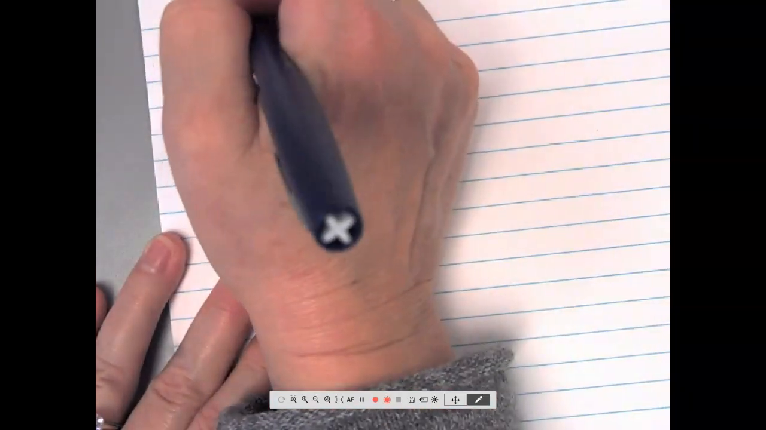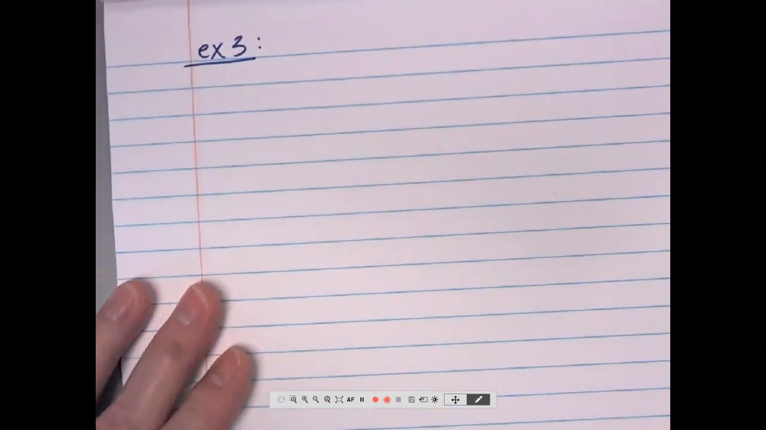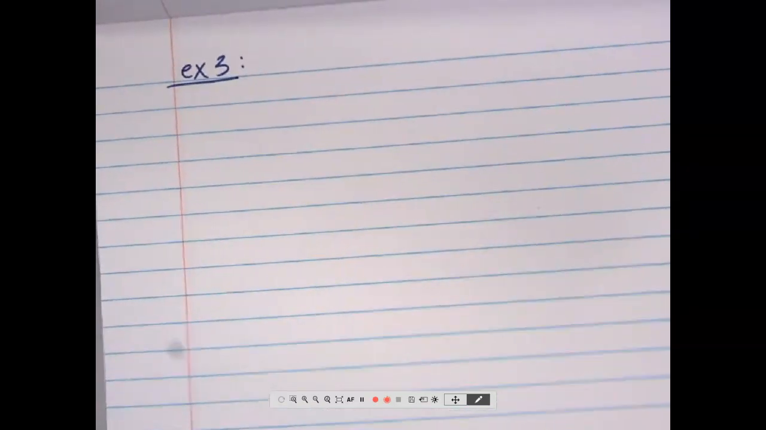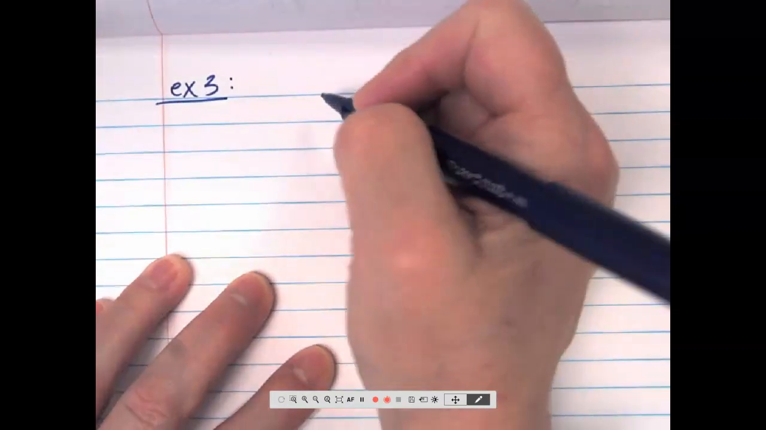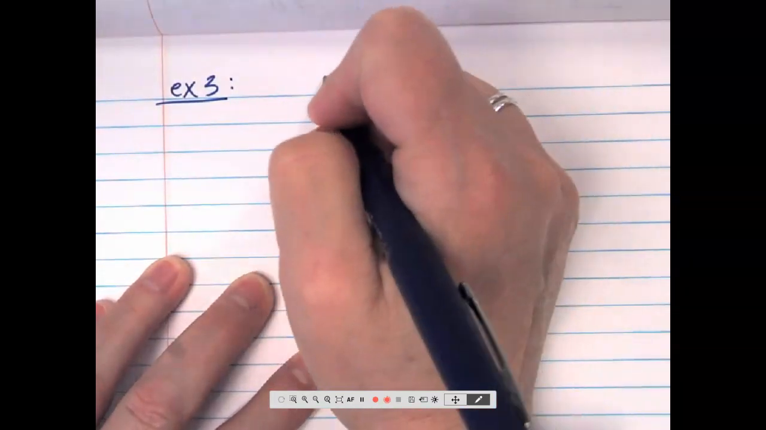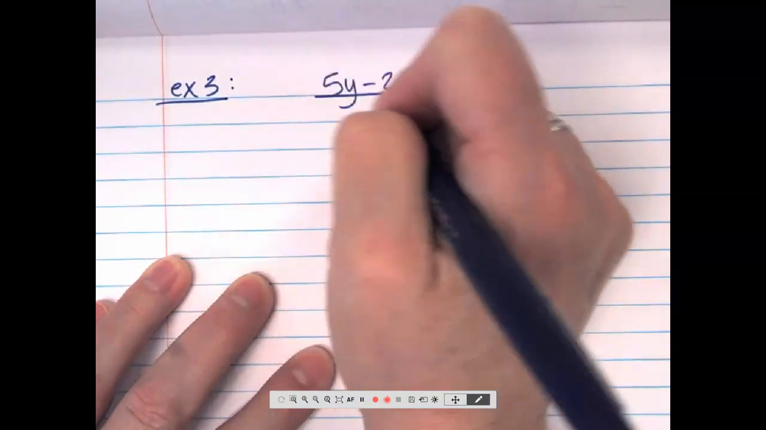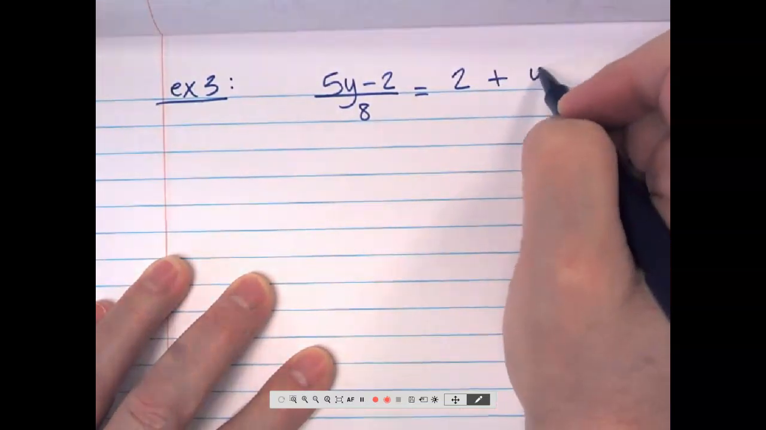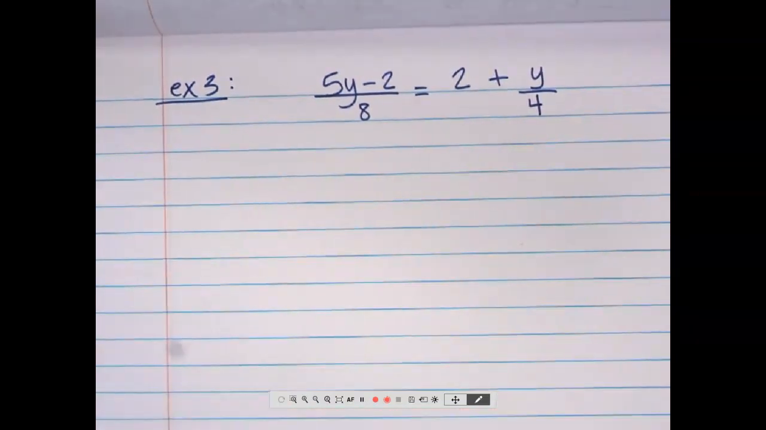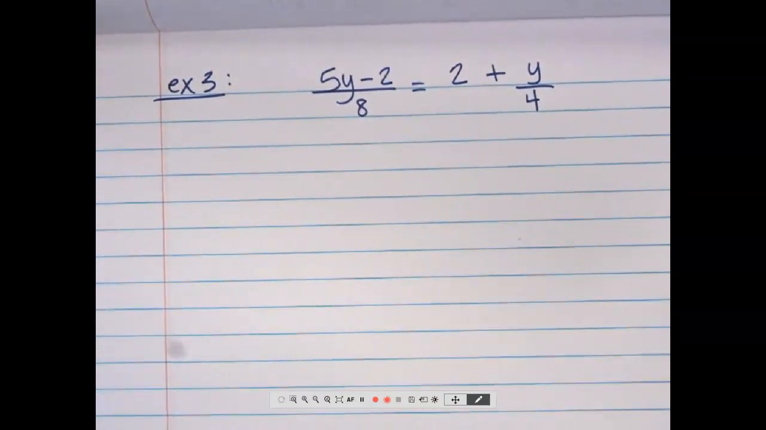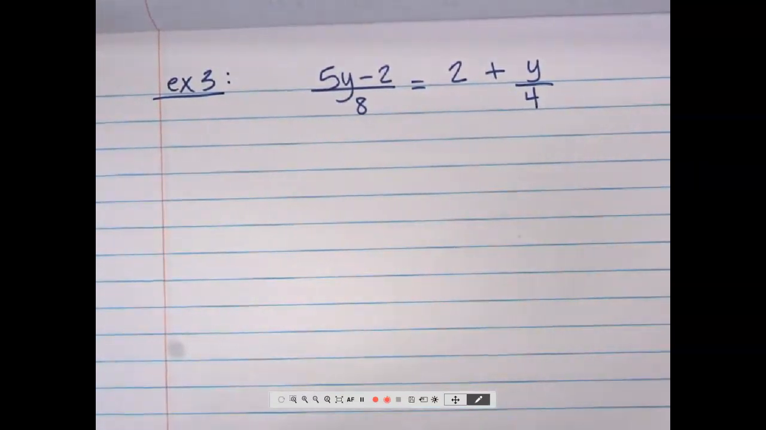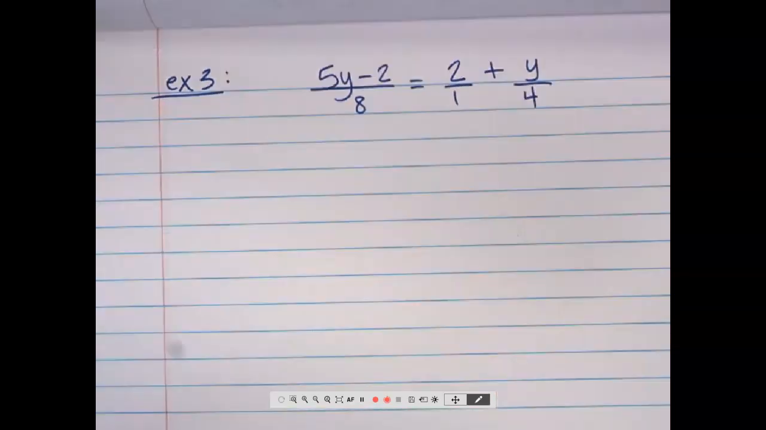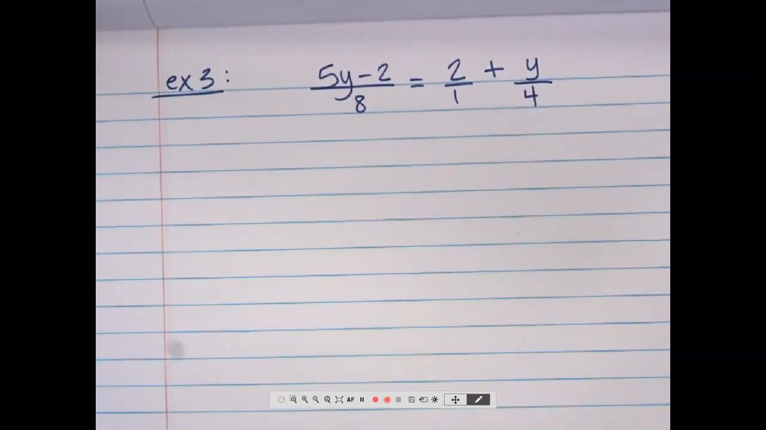Let's crank up the difficulty just a tad and throw some fractions in there because you guys love fractions, right? Are they that bad? Okay, I'm going to leave a little space here. 5y minus 2 over 8 equals 2 plus y over 4. Okay, so 2 of my 3 terms are fractions. I would at least think of this third one as being a fraction by putting it over 1.